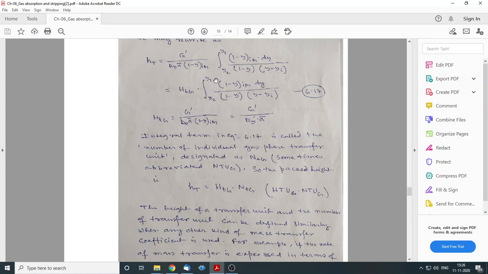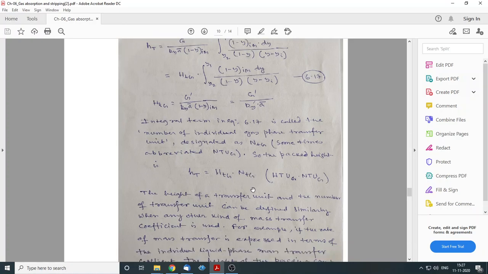And this integration part is called NTG. NTG is the number of individual gas phase transfer units. So total height equals what? Height of a single transfer unit times the number of transfer units. So this equation I am just dividing into parts.